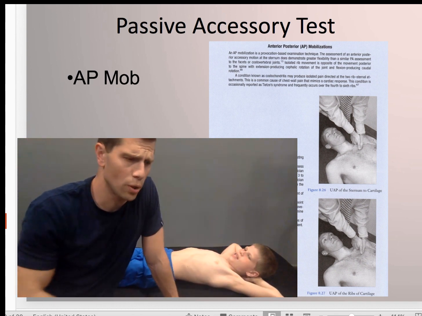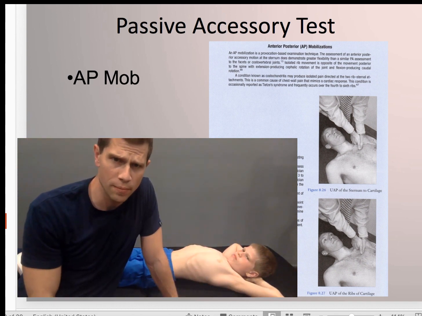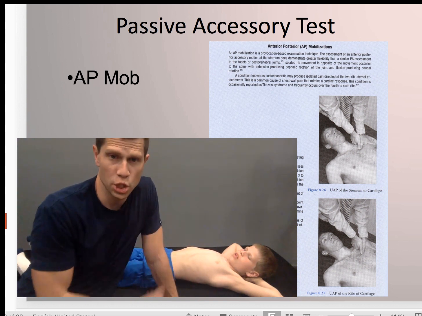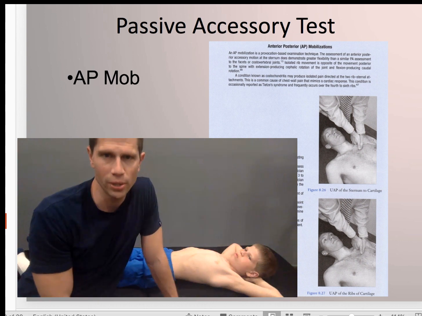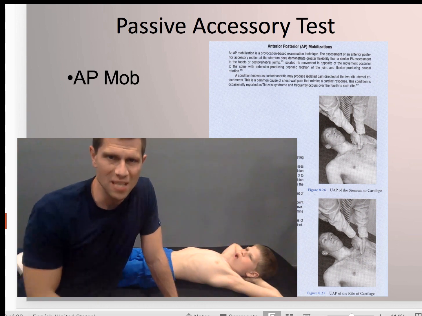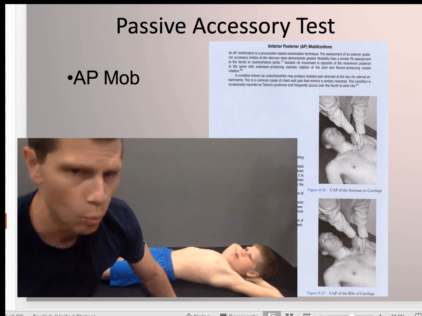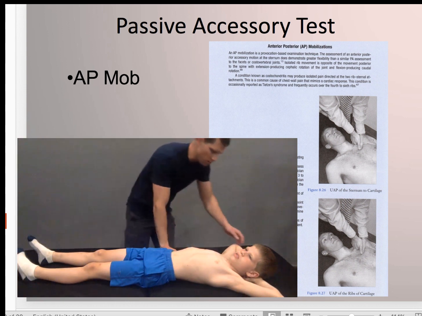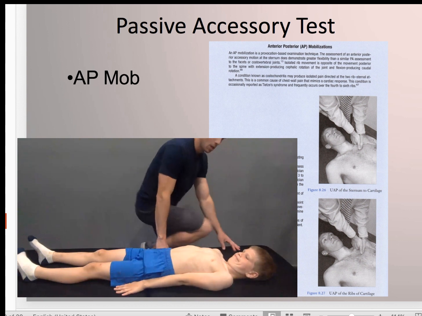Okay, for the next one, we're going to now go into some of the ribs and see how the ribs attach, in this case, to the sternum, and we're checking for that hypomobility and tenderness. So just as we see there in the picture, we're able to do that. So I'm going to come here on Luke. Is it okay if you put your arms by your side? So I'm going to come in here.